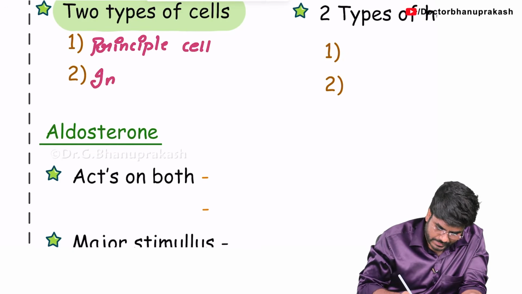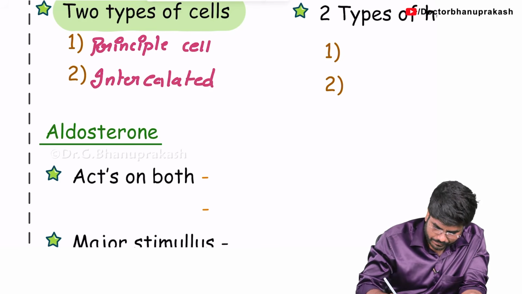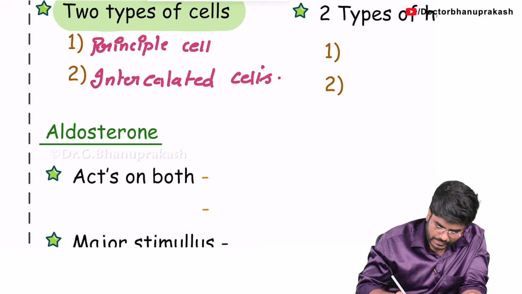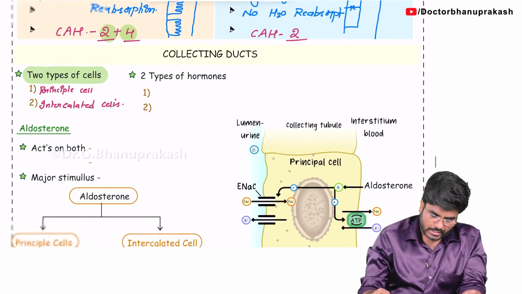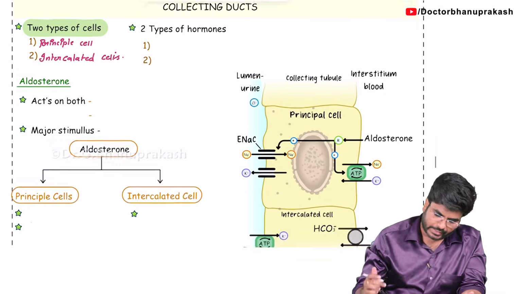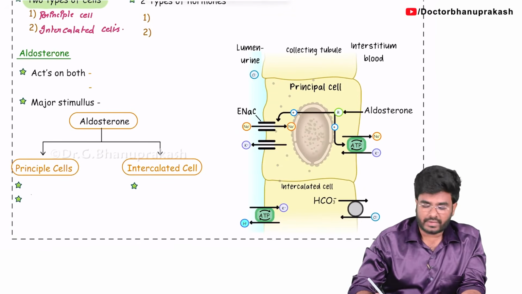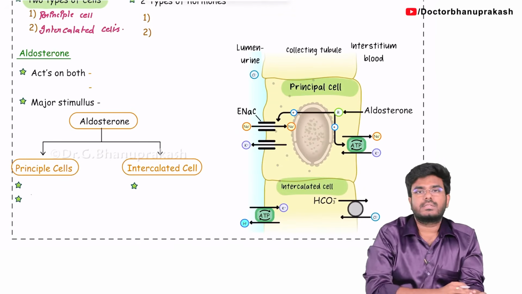and intercalated cell. So in between the principal cells, there are intercalated cells. Inter means in between. So how many types of cells are there? Principal cells and intercalated cells. You can see in the last part of the nephron, principal cells are there and intercalated cells are there.